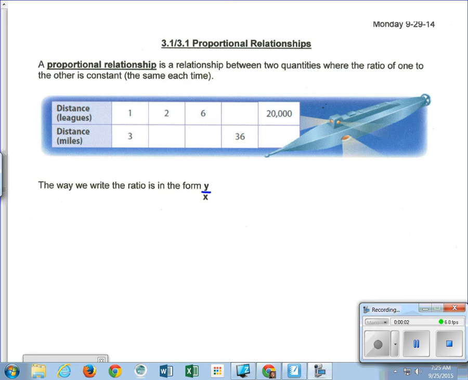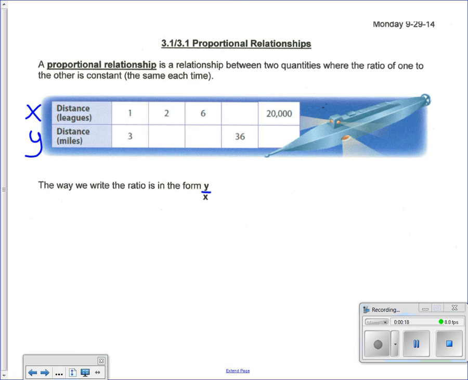3-1 through 2, proportional relationships. A proportional relationship is a relationship between two quantities where the ratio of one to the other is constant and they're at the same time. When we write the ratio, it is in the form y over x. So if I were to do y over x, with x on the bottom and y on top every time, 3 over 1 equals 3.